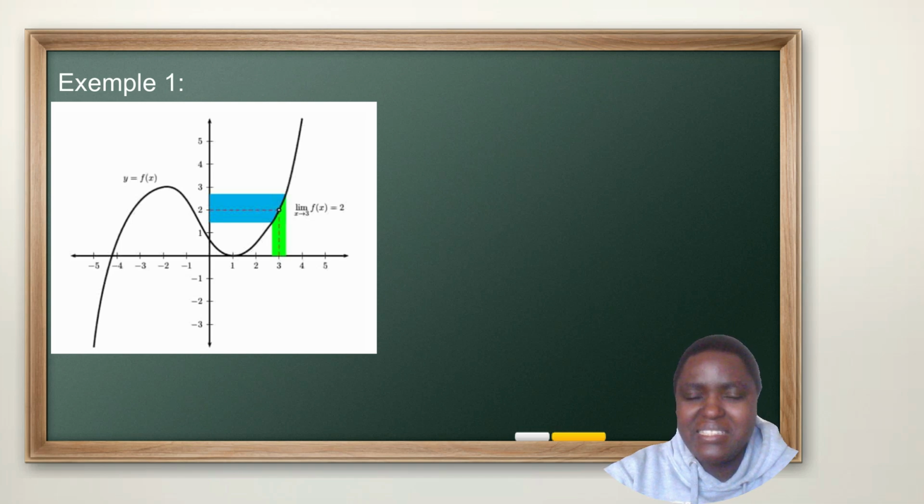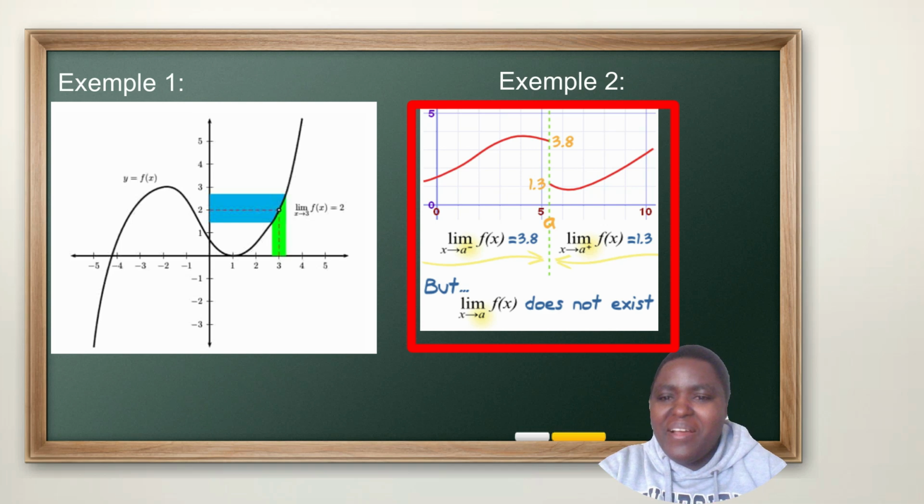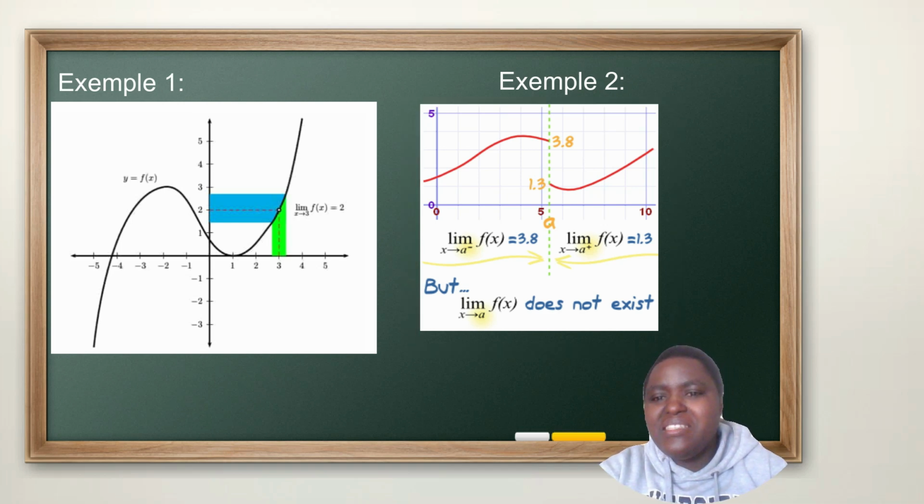And let's see another example. Look at this graph now. On this graph, I have a function f of x in red. And when we are at this point A, you can see that at its left hand side, our function takes the value 3.8. But at its right hand side, our function takes the value 1.3.